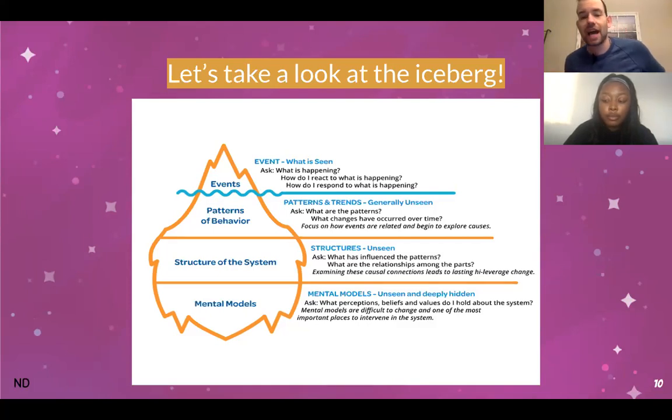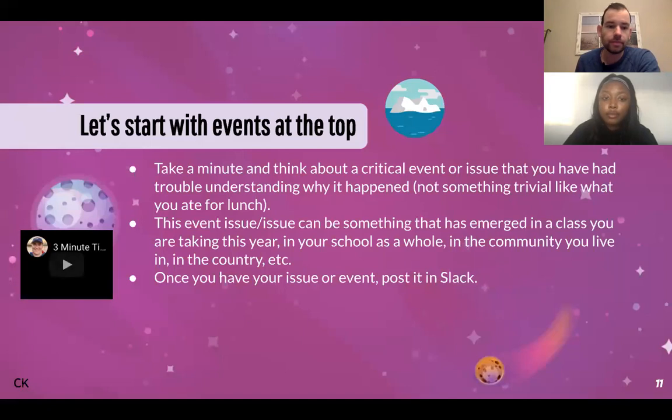And then finally, the last layer, the deepest layer of the iceberg, are mental models. These are unseen and deeply hidden. We've introduced the concept of mental models before because it's super important, and we're going to actually end the fellowship talking about mental models, because if we are to change anything, if we are to make any progress in these systems, then mental models do need to be risen to the surface and need to be changed. And so that is the iceberg. We're going to be looking at it over the next few lessons. So don't feel like you need to memorize this, but it's a really cool tool for analyzing a system.